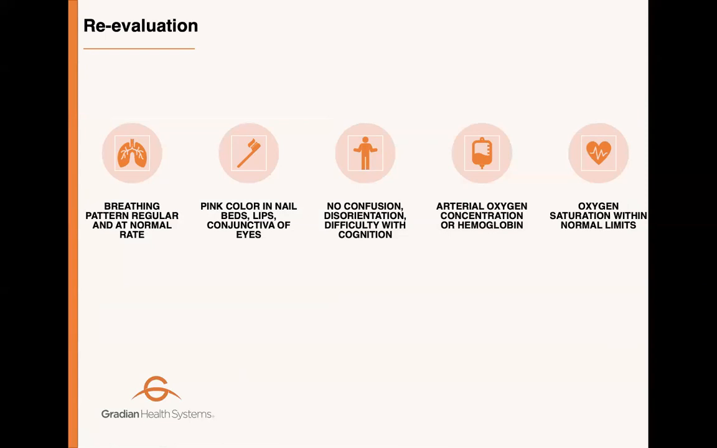So you should reevaluate, if you have done all things right. Is the breathing pattern regular and at the normal rate? Pink color in the nail beds, lips and conjunctiva of the eyes. No confusion or disorientation or difficulty with cognition. Check arterial oxygen concentration and hemoglobin. You should look at the oxygen saturation within normal limits. Next slide.